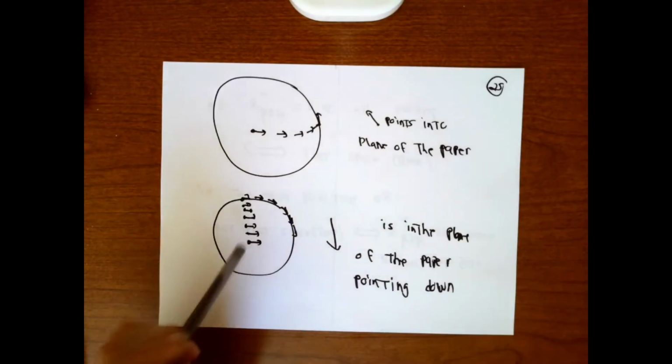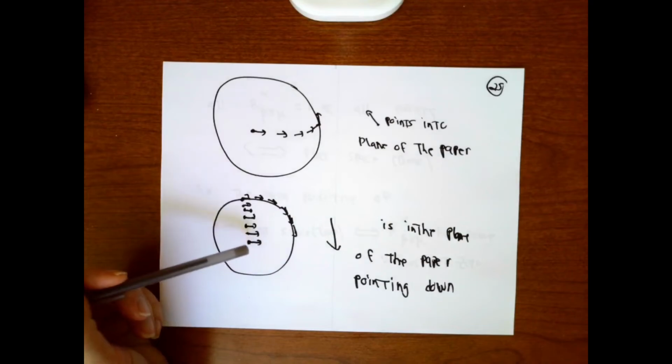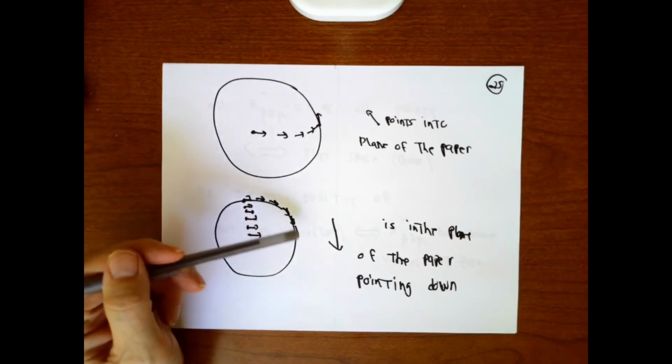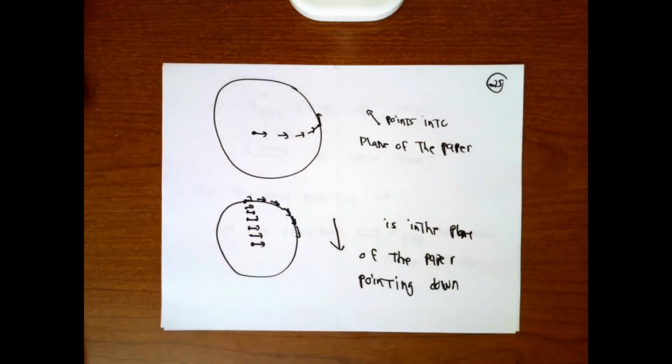Or I could have taken that same vector and done the same thing traveling to the North Pole, and then from the North Pole travel to this easternmost point on the sphere. My vector will be in the plane of the paper then, pointing downwards.